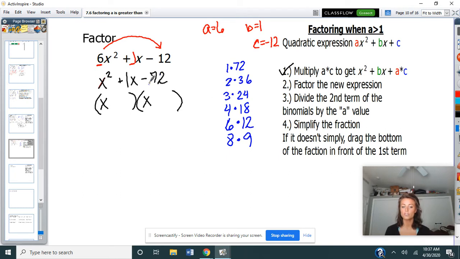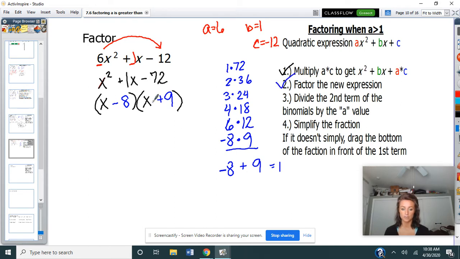Now, there's a negative 72, so one of them has to be negative. Which one of these will add or subtract, because it's negative, to give me 1? Well, 8 and 9, right? Because 8 plus 9 is not 1, but if we throw a negative on the 8, negative 8 plus 9 is 1. And that's what we want. So the terms that go here and here are negative 8 and positive 9.